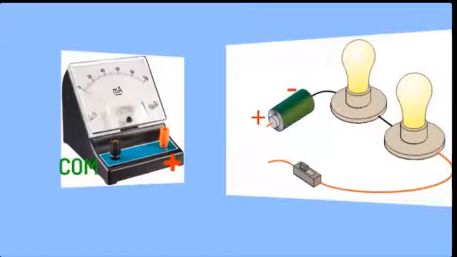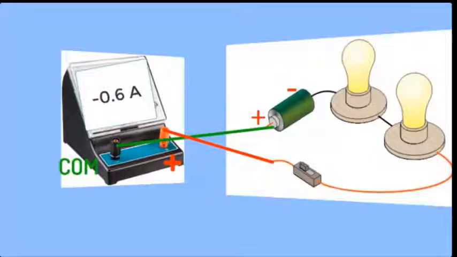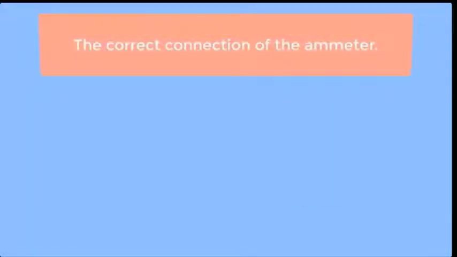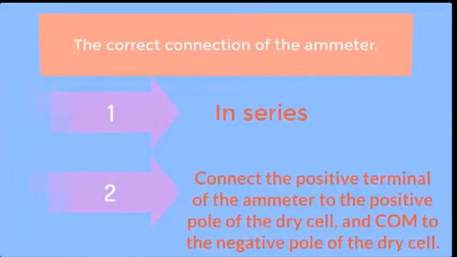Now, if we connect the ammeter in the opposite way, that means connecting the COM terminal to the positive side of the dry cell and the positive terminal of the ammeter to the negative side of the dry cell, you'll get a negative reading, minus 0.6 ampere. So the correct connection of the ammeter is to connect it in series, where the positive terminal is connected to the positive pole of the dry cell and come to the negative pole of the dry cell.